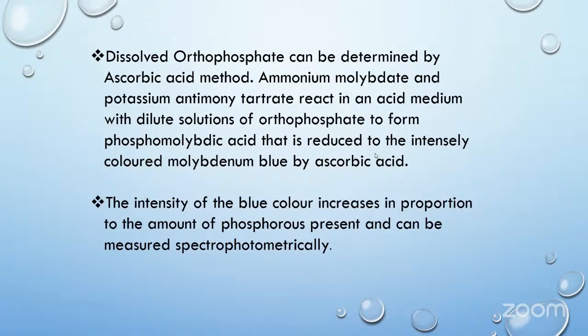Dissolved orthophosphate can be determined by the ascorbic acid method. Ammonium molybdate and potassium antimony tartrate react in an acid medium with dilute solutions of orthophosphate to form phosphomolybdic acid, that is reduced to the intensely colored molybdenum blue by ascorbic acid. The intensity of the blue color increases in proportion to the amount of phosphorus present and can be measured spectrophotometrically.